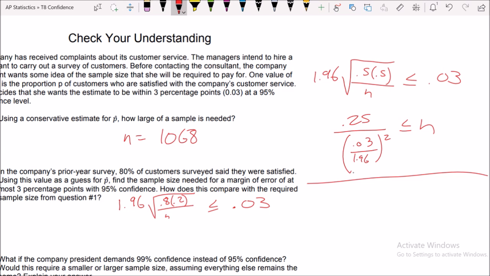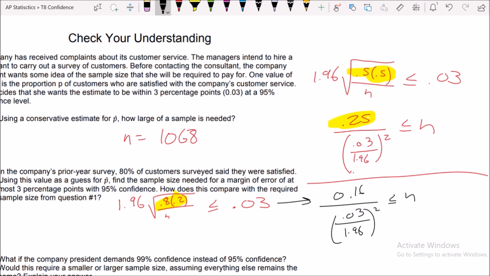The only difference is that instead of having 0.5 and 0.5 multiply out to be 0.25, this time we're going to multiply 0.8 and 0.2 down here, and we're going to get a different number. So 0.2 times 0.8, that's 0.16. And so when we do the algebra on this one, we're going to get 0.16 divided by the quantity 0.03 over 1.96, squared, is less than or equal to n. Same deal, y'all. We're just going to type that in our calculator and see what we get.